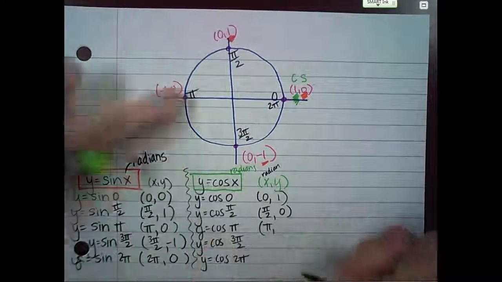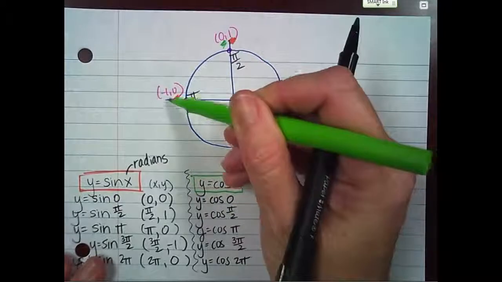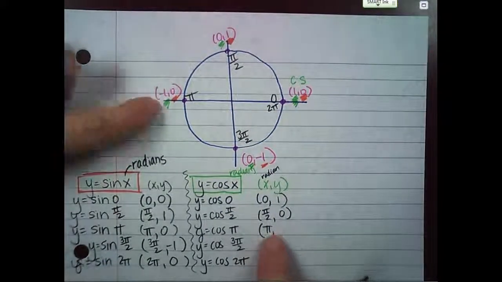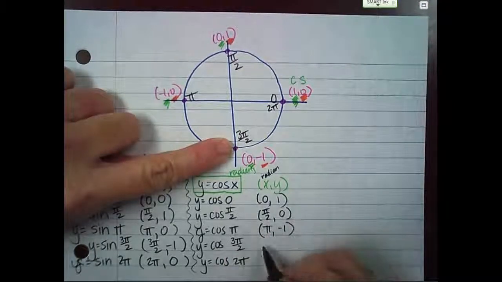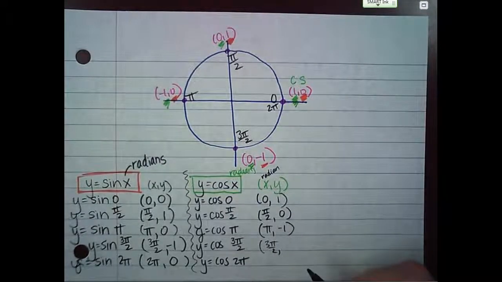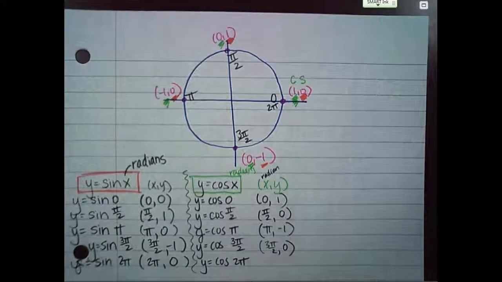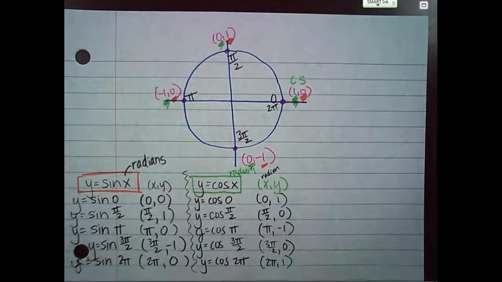At pi, my cosine value is, I'll use green here so you can see them. What's cosine at pi? -1. What's cosine at 3 pi over 2? You're way down low at 3 pi over 2, right? But it's 0 because you're looking for the x. Cosine at 2 pi? Okay, let's see what the graph looks like.